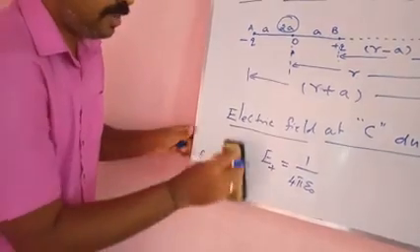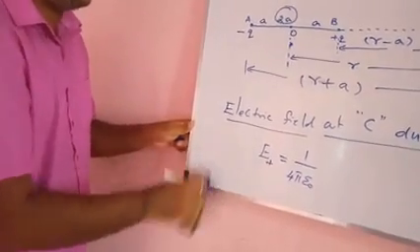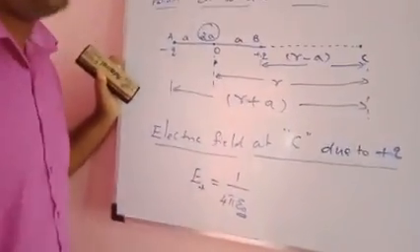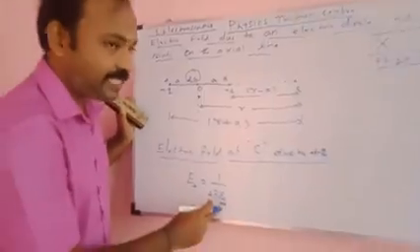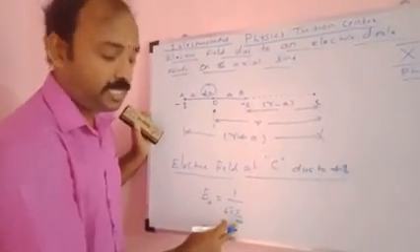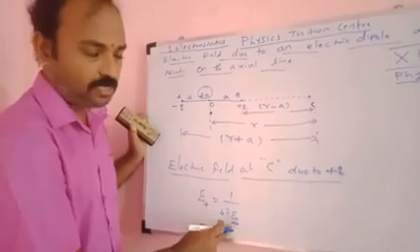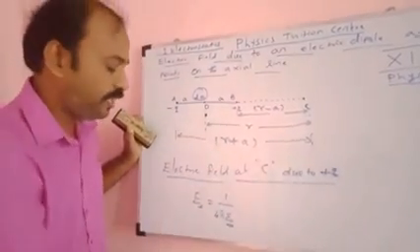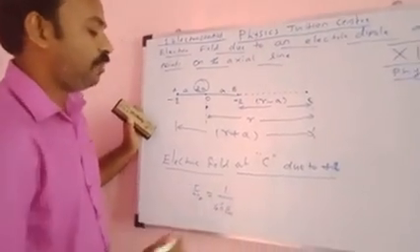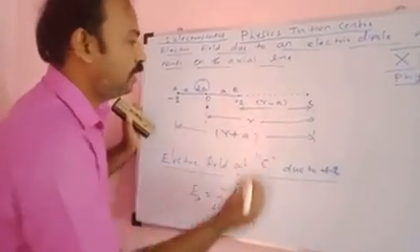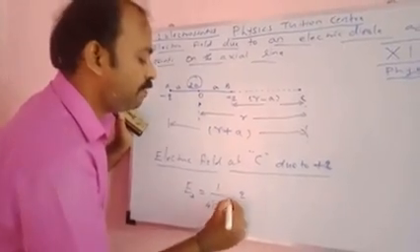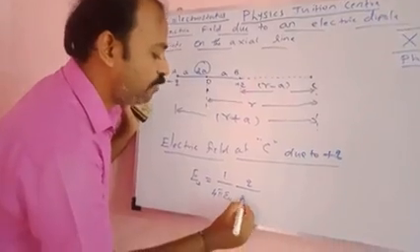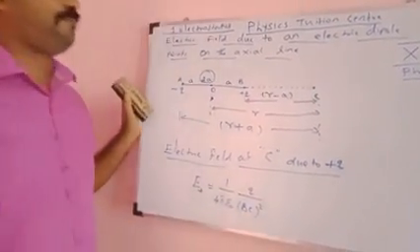So this is a formula. From this you can take 1 by 4 pi epsilon 0. Here epsilon 0 is the permittivity of free space. That means how much the electric lines of force are permitted through free space. So 1 by 4 pi epsilon 0 into that charge Q divided by this distance. This distance means BC the whole square.